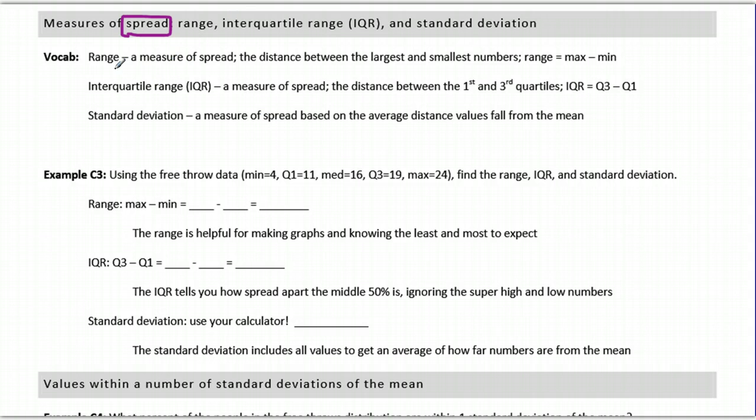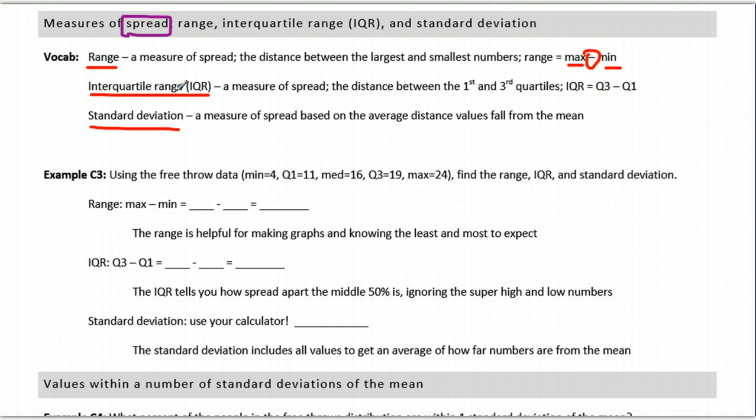Three major measures of spread. One is the range, the second is the interquartile range, and the third is the standard deviation. The range is the distance between the largest and the smallest. You take your biggest number, your max, and you subtract your min. So the range is the biggest to the smallest.